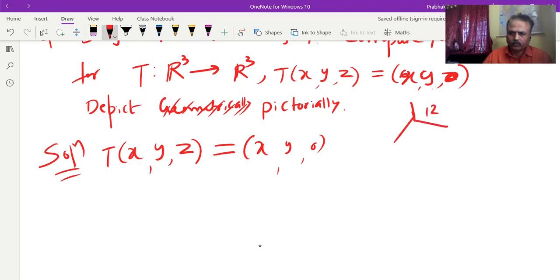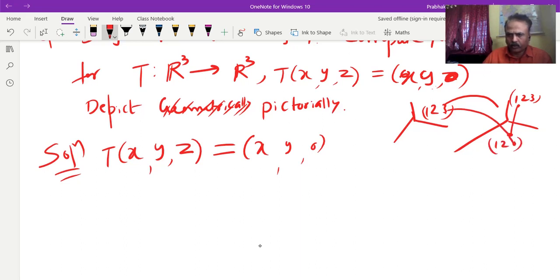2, 3 here, then after image, it will not go to 1, 2, 3. The z part becomes 0. If it is 1, 2, 3 here, its shadow will fall like this. So 1, 2, 0. So this will come and fall here. So every point here will come and fall here. Three-dimensional figure becomes a two-dimensional figure, just like a shadow of an object falling on the earth.